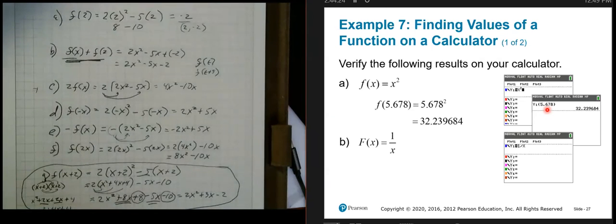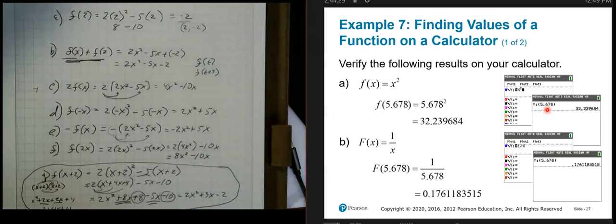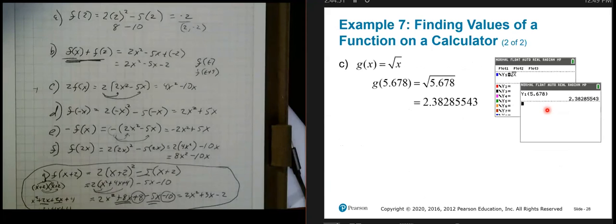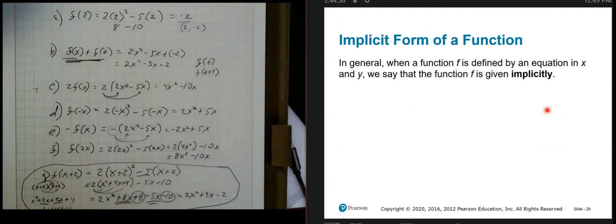And then f of 1 over x. They're finding what f of 1 over 5.678 is. So I either type it into the calculator and do that number squared or 1 over that number. Okay, and square root of x. So I find out what the square root of that number is. Yeah, you can do all kinds of things. And that's just using the calculator.